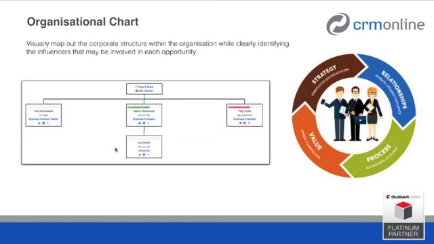Our organisational chart provides a visual mapping tool, with drag and drop updating of our organisational structure. We're able to map out within that structure what, if any, role those contacts have within that particular opportunity, and whether they're a supporter or not of our particular bid.